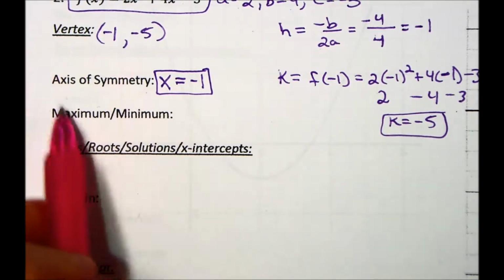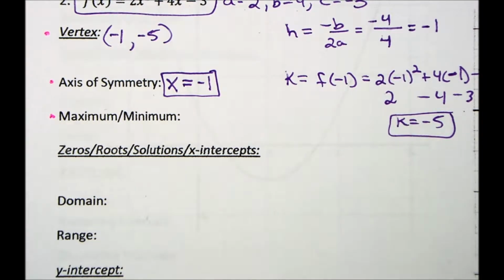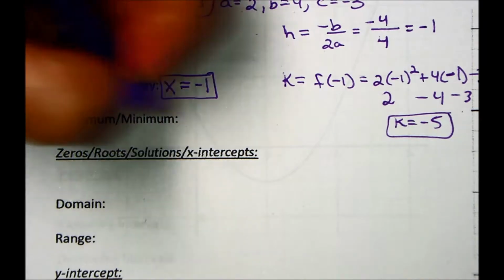All right, so we did the vertex, we did the axis of symmetry. Now let's talk about the max or the min. So the max or min value is always equal to k.